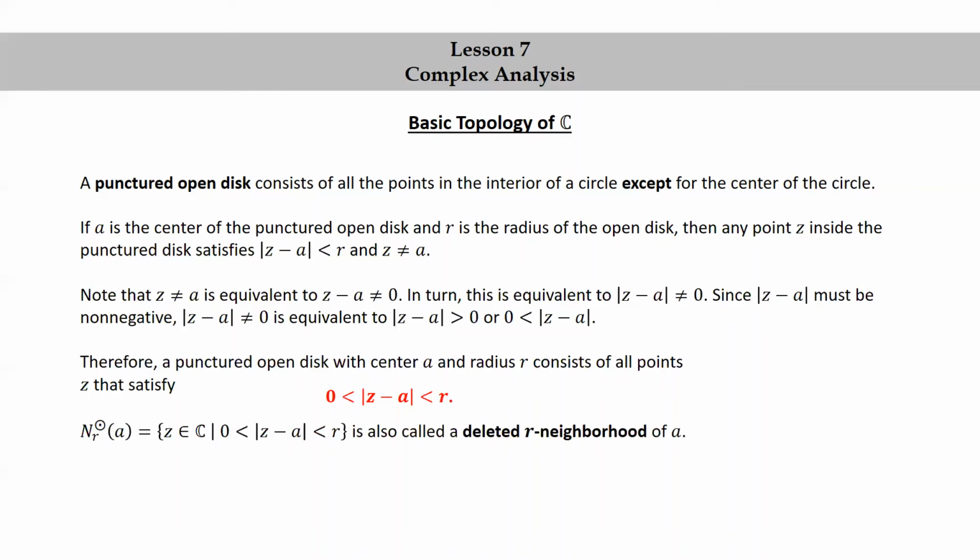N sub R dot of A, equal to the set of complex numbers Z such that 0 is less than the absolute value of Z minus A, which is less than R, is also called a deleted R neighborhood of A.